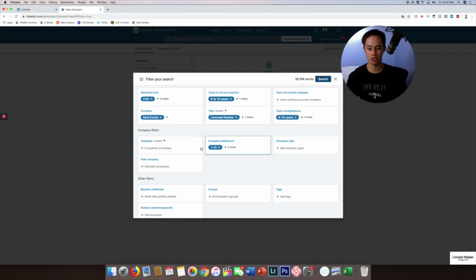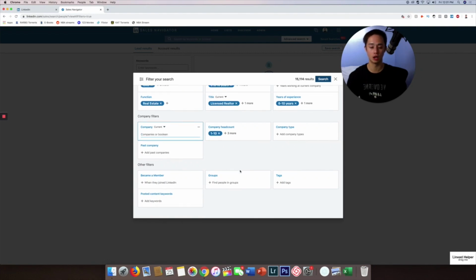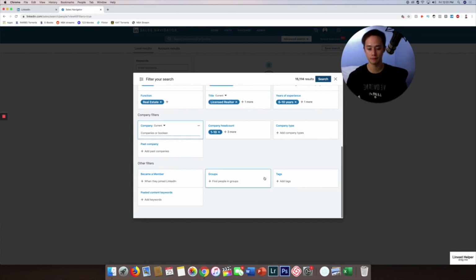Company type, I usually leave that blank. You can play around with it. You can target specific companies. So I know Keller Williams is a big one. You could target First Team Real Estate, so things like that if you are looking to target specific companies.